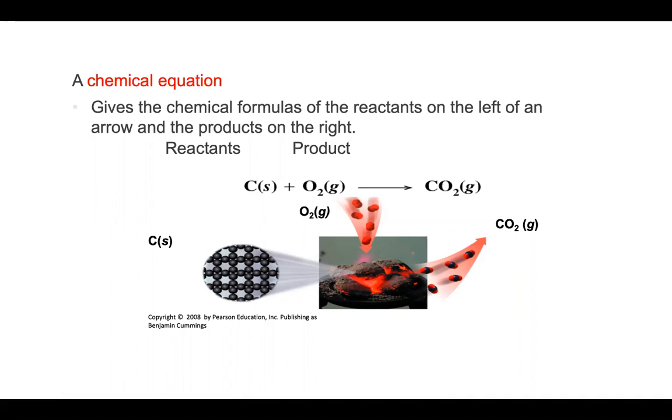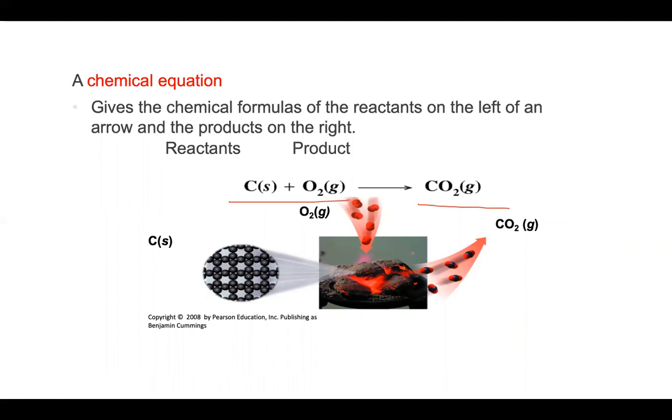Everything that you have before the arrow is what is going to be interacting in order to form the products, which are the ones that we have on the right side. So for example, here, carbon and oxygen are the reactants and CO2 is a product, okay? What we have at the beginning of the arrow is called reactants, and what we have on the right side of the arrow, we call products.